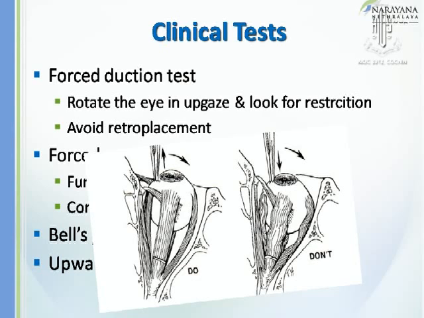Basically you need to do 4 important things. First, the forced duction test. You need to rotate the eye in up gaze and look for restriction. Important is to avoid retroplacement. That is because when you elevate the globe upward, the recti become taut, and hence when you're doing an FDT it becomes appropriate. Instead, when you push the globe down, you will see the obliques are getting taut and the recti are becoming slack, so you will miss the restriction.